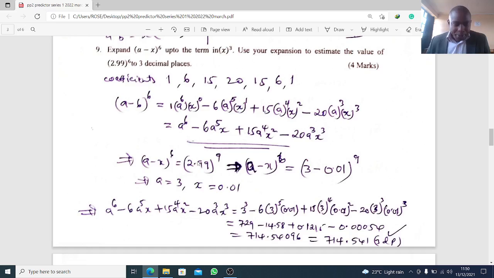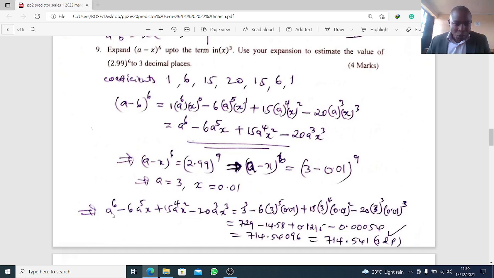So remember, to get this 2.99, if I take the next number 3 and there is a minus, I need a number that if I minus from it, I get the answer 2.99. So if I take 3 minus 0.01, power of 6, it will be the same as a minus x. So that means a is 3 and x is 0.01.